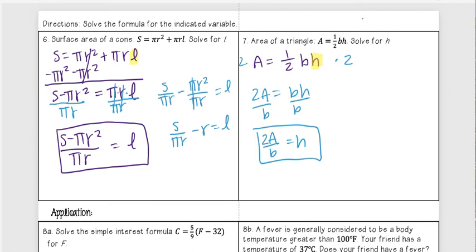And again, remember that's because 1/2 times bh, I can put that bh over 1. And so this is really just equal to bh over 2. And so multiplying by 2 crosses that out.